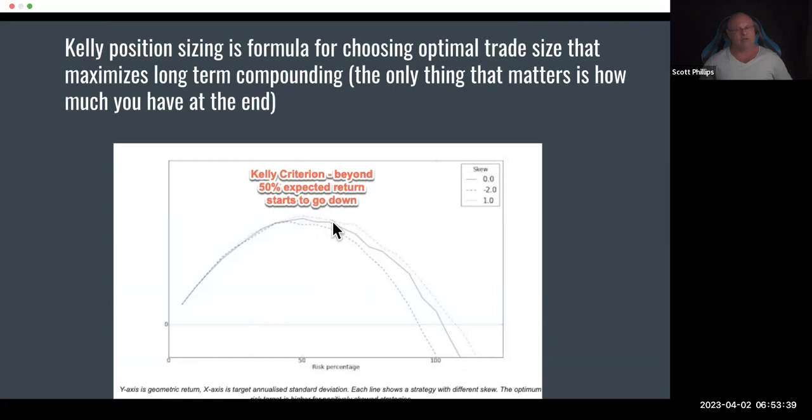Why does it start to roll over? It starts to roll over because if you get a big drawdown, if you get a 70% drawdown, it takes a long time to come back from that. And so your expected return goes down. So the optimal place is the peak of this Kelly curve.